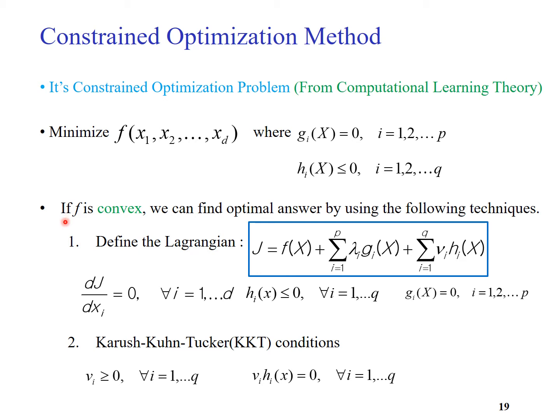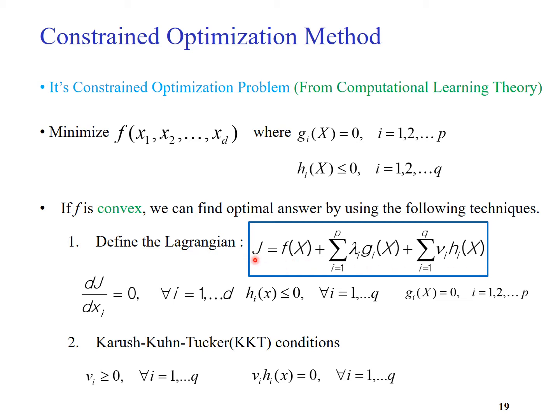Then you want to solve this problem. The first thing you're going to do is define what is called the Lagrangian function. The way you construct the Lagrangian function is like this. Let's say you have function f, g equalities, h inequalities. Then you construct the Lagrangian function J equals f plus every g function multiplied by a lambda constant, and every h function multiplied by a nu constant, okay? By adding all this together, this is the definition of the Lagrangian function.